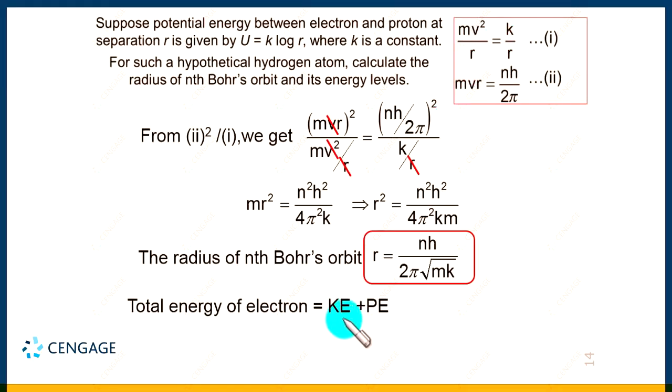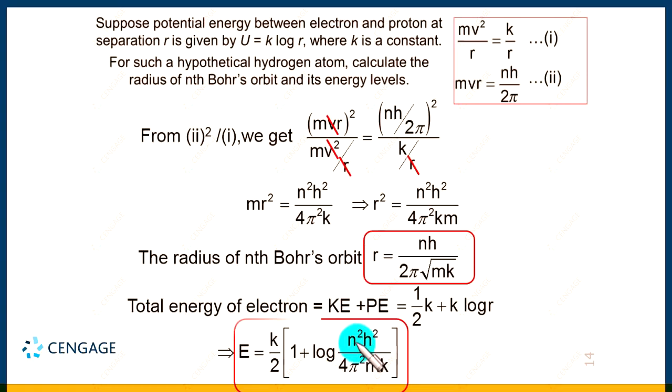So here we can write this kinetic energy is equal to k by 2 and potential energy equal to k log r. Now we can substitute the value of r. This relation of r is in terms of n. That means this total energy is in relation of n, that is the energy level, that is the energy corresponding to nth level. So this is the total energy corresponding to this hypothetical hydrogen atom. Now let us move to the next illustration.